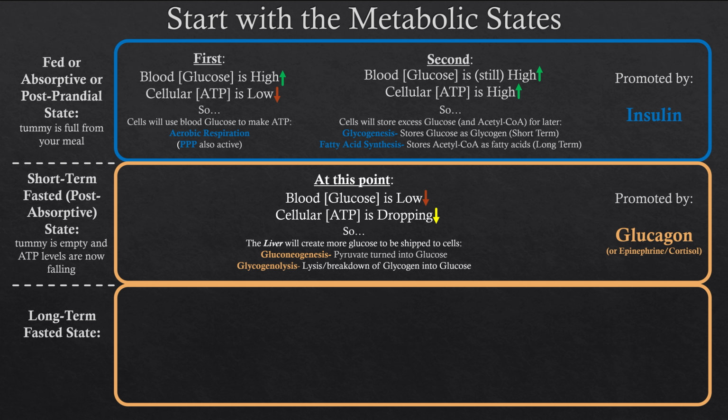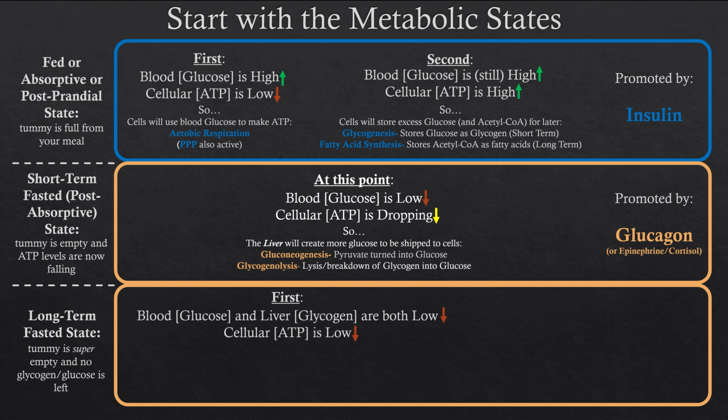There's going to become a point where your stomach is still empty. I would even say like super empty. And at this point, you have no glycogen or glucose left. So because of this, we kind of have to go a different direction than glucose. So just to look at what's going on at the first point of this state, our blood glucose and glycogen levels are both low, and our cellular ATP levels are also low as well. So we need to put something into the blood that the cells can use to produce ATP, but it can't be glucose since we're out of glucose and we're out of glycogen.